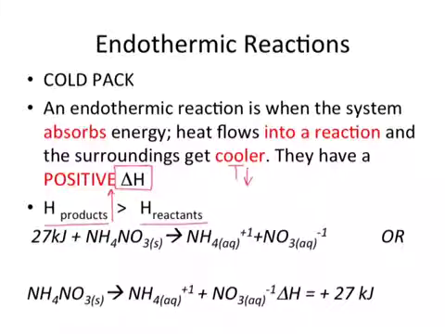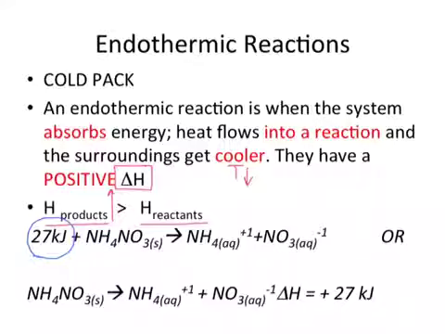Take a look at the reaction below. You will see that the exact amount of energy being absorbed in the reaction is 27 kilojoules. It is on the left-hand side. Basically this reaction is saying that when ammonium nitrate dissolves, it will produce the ammonium and the nitrate ion. This requires 27 kilojoules of energy.